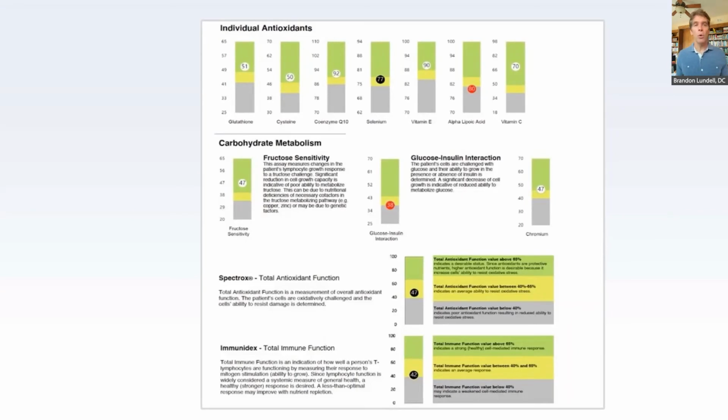CoQ10 wasn't optimal. His glutathione wasn't optimal. His cysteine wasn't optimal either. So doing some N-acetylcysteine as well. Next.